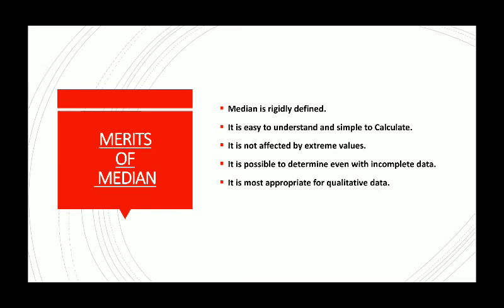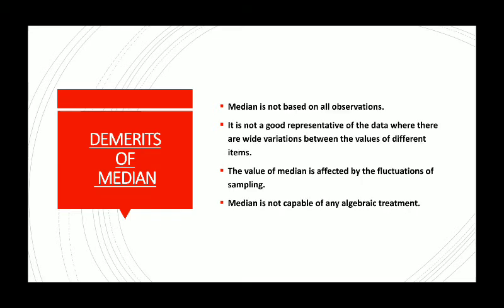But everything which has merits has demerits as well. So demerits of median are, it is not based upon all observations because it is only including the central values. So whether the extreme values or other values are big or small, it doesn't matter. And that is why it is not a good representative of data, because there is wide variation. Suppose the value gap between the first one, the second one and the third one is too much, then the second one will have no relation with the first and the third. So it will not represent the data properly.